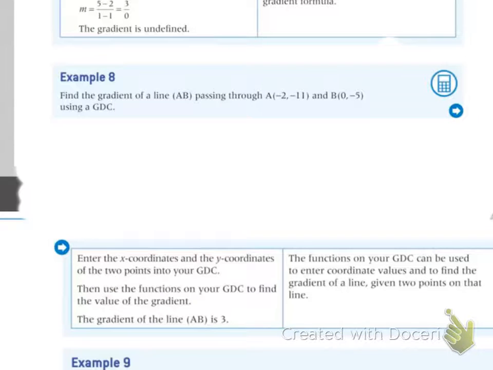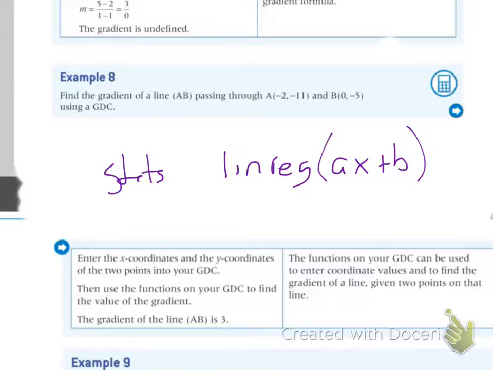Now here's a cool thing. It says you can use your graphing calculator to figure this out. Guys, we've already done this before, because if you think back to what we did with our single variable stats, you remember how you did the stats button, and then LinReg, and then it said ax plus b.